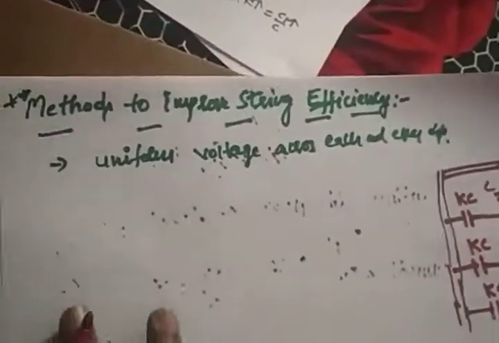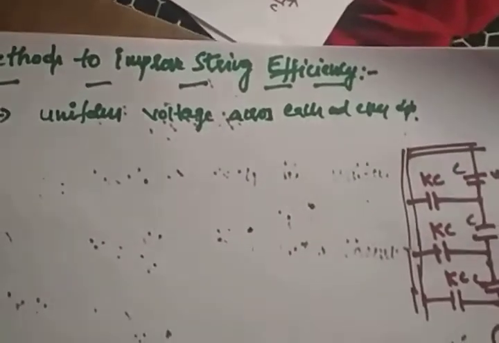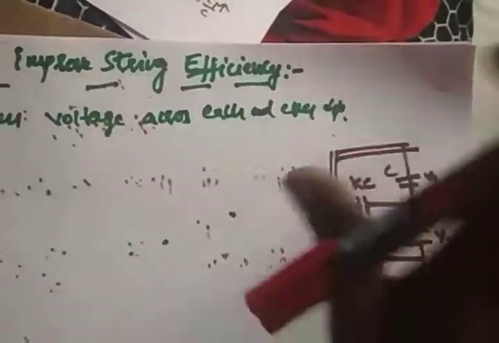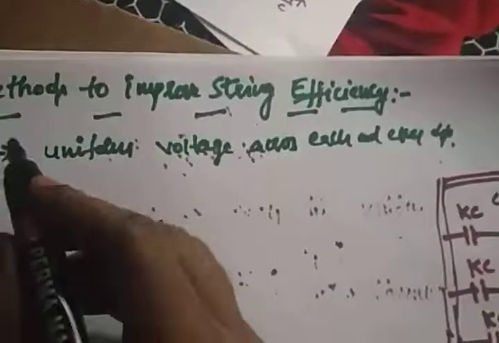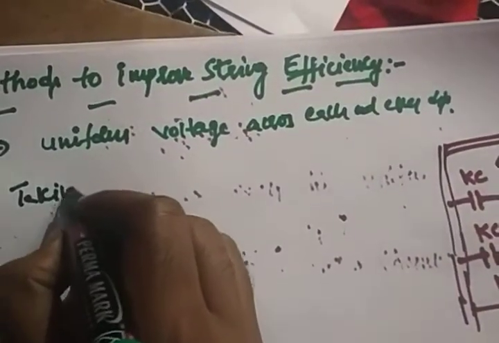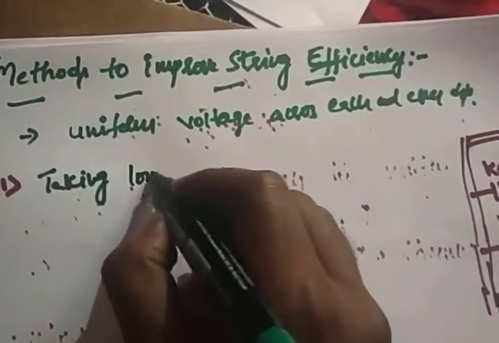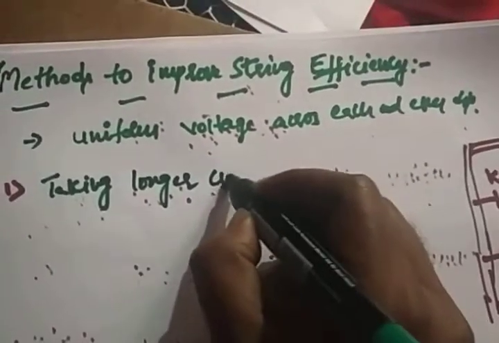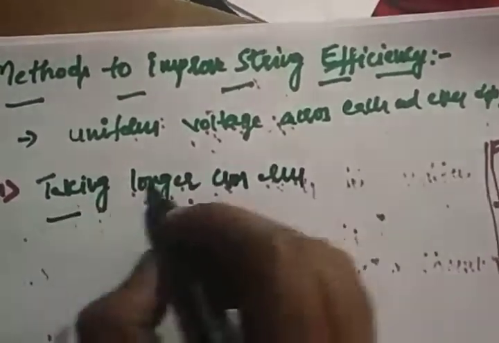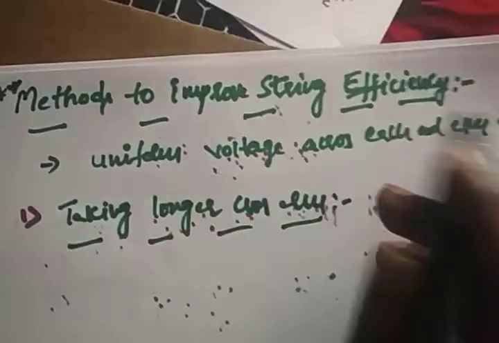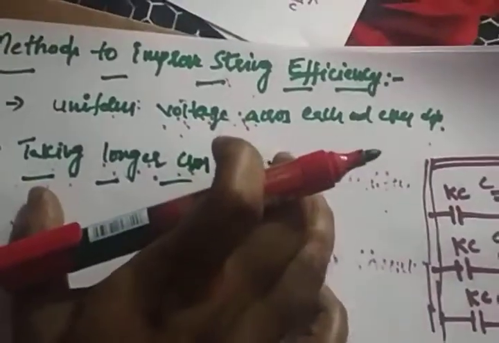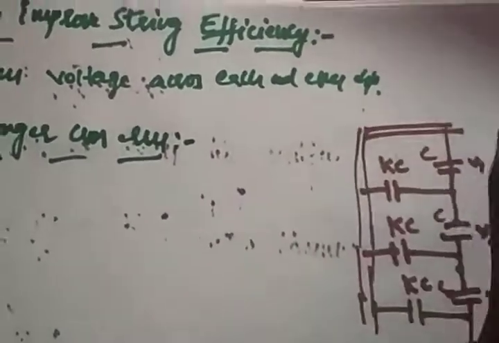The first method to improve is taking a longer cross arm. If you are taking a longer cross arm, that means this is the cross arm now.